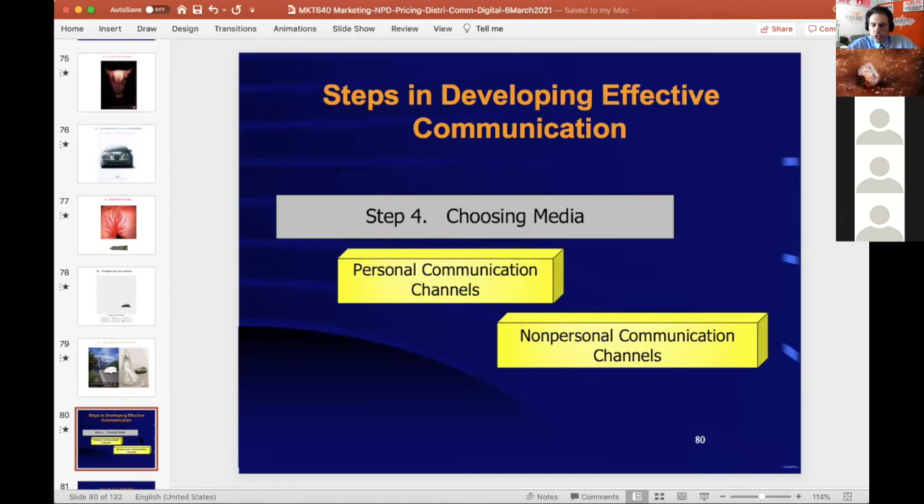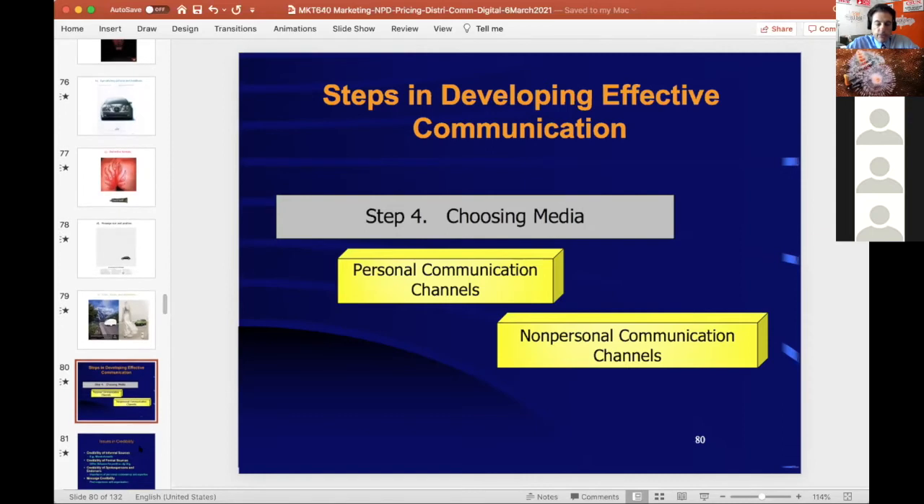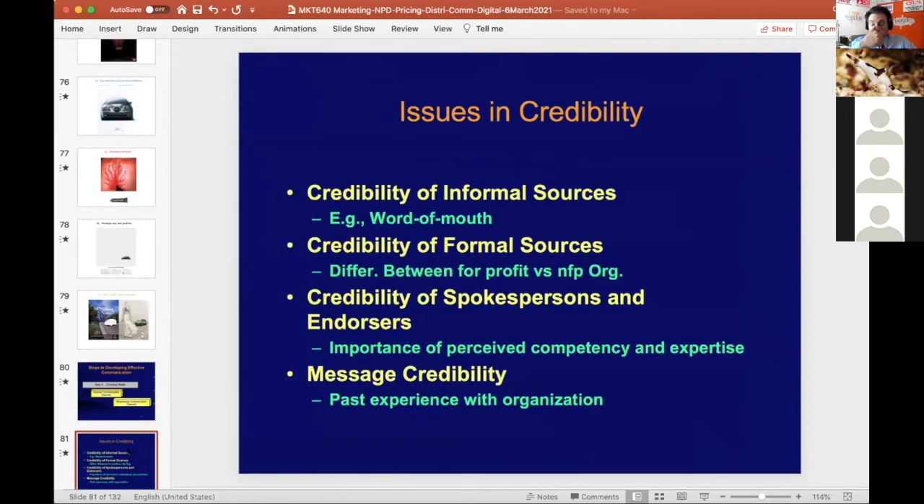So which media do you choose? The most persuasive media is salespeople. Salespeople is the number one persuasive media, but at the same time, salespeople is the most expensive media. So you choose non-personal communication channels. Non-personal communication channels will be like just a printed ad. But if you use a person, which person are you going to use?